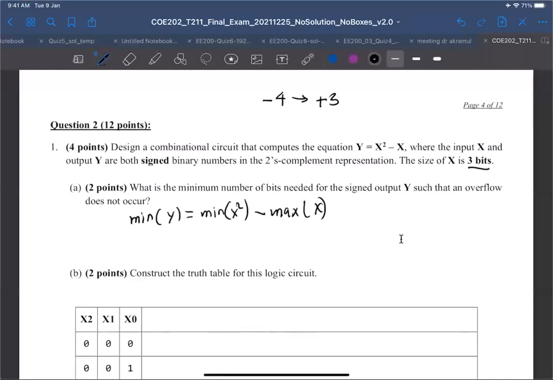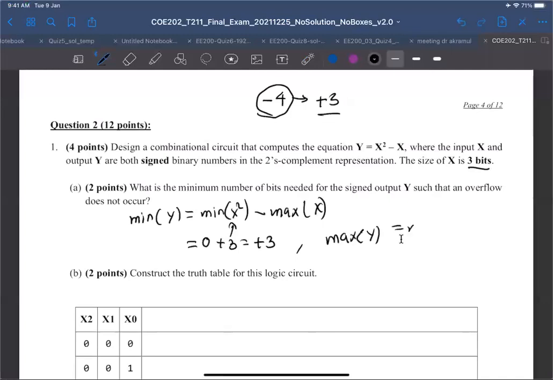And the maximum of X squared happens when X is -4. Since X squared is always positive, its minimum is when X is 0. So this is equal to 0, and then minus the maximum of X, which is +3. So the minimum of Y is -3.